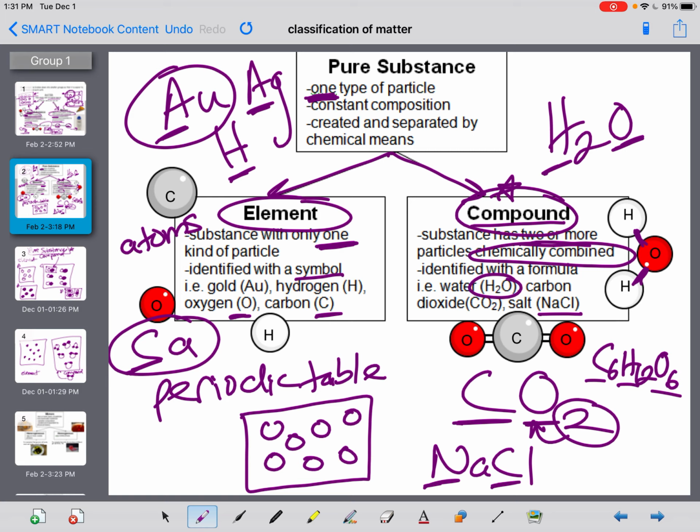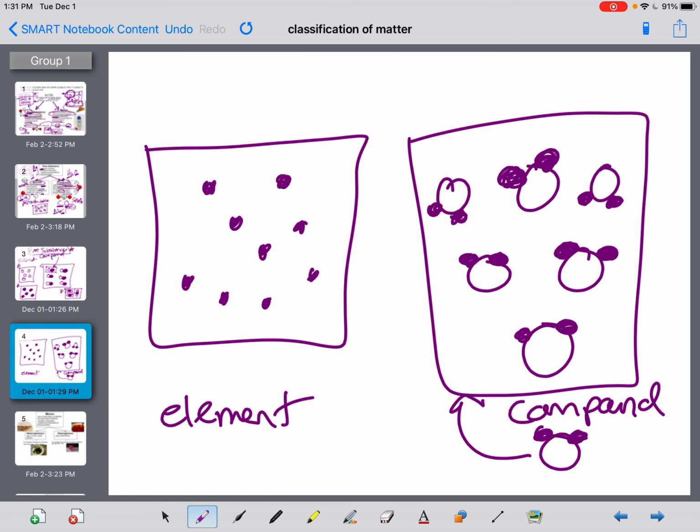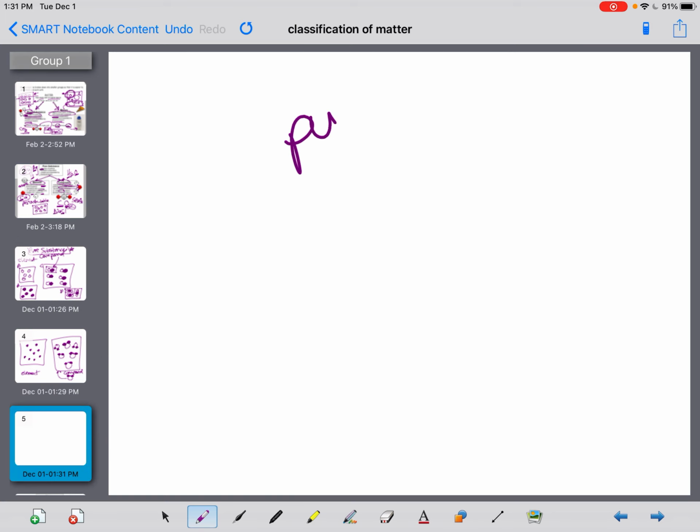Now, there is one special type of pure substance, okay, that looks very unique.